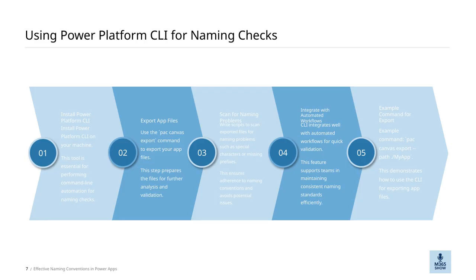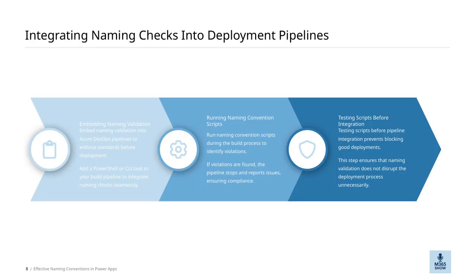As an example, you might use a command like pac canvas export. This command demonstrates how straightforward it is to export your app files using the CLI. Overall, leveraging the Power Platform CLI for naming checks streamlines the process and keeps your Power Apps projects organized and compliant.